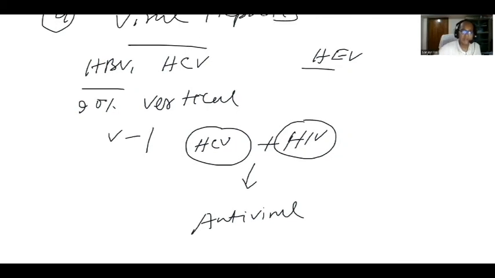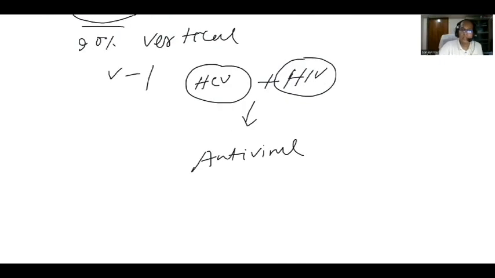In case of hepatitis B virus, I repeat again, during pregnancy antiviral to the mother should not be given, but it should be given just after delivery. And in case of isolated hepatitis C virus infection, antiviral to the mother is not recommended, but if the mother is co-infected with HIV, then antiviral is recommended.